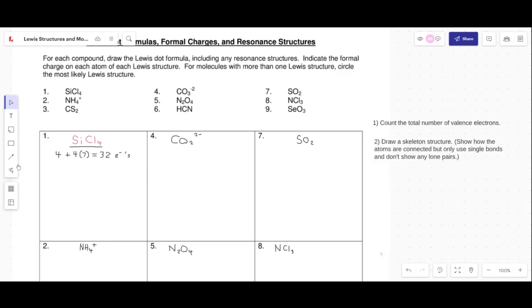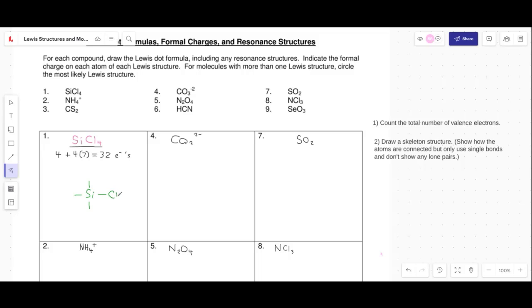So that's a skeleton structure. In this case, for silicon tetrachloride, usually the first atom listed is the central atom. So when I see silicon listed first, that means that's the central atom. That's going to go in the middle. And then I'm going to connect it to 4 chlorine atoms. So 1, 2, 3, 4.